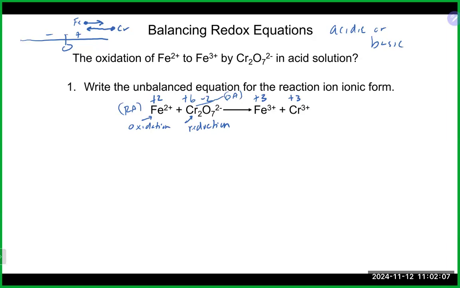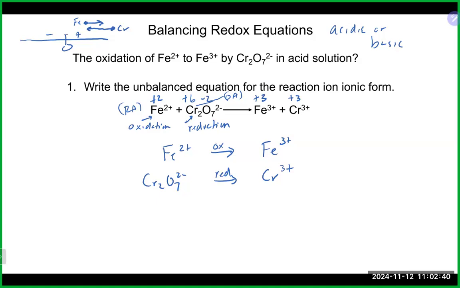So once you figure out what is being oxidized, what is being reduced, the next thing you want to do is split this reaction into the two half reactions. The easy way to do that is just to keep elements together. So iron on one side, iron on the other side. Chromium on one side, chromium on the other side, yeah? We have already identified this as being our oxidation half reaction, this being our reduction half reaction, right?